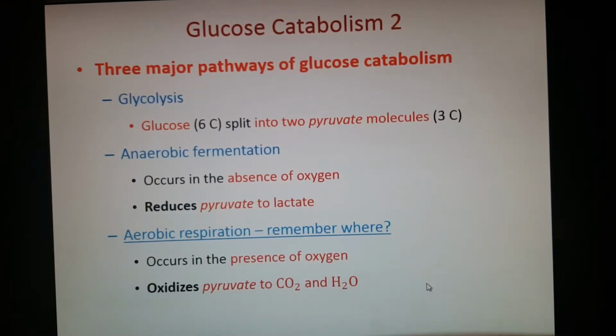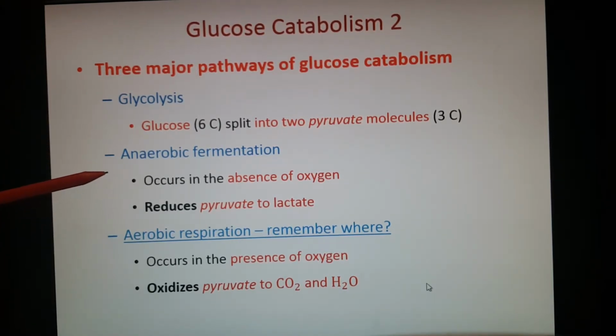So there are three major pathways of glucose catabolism. You start off with your glucose molecule. That glucose molecule will first go through glycolysis, and during this process it will split into two pyruvate molecules, making two ATP molecules. And we'll go through this later.